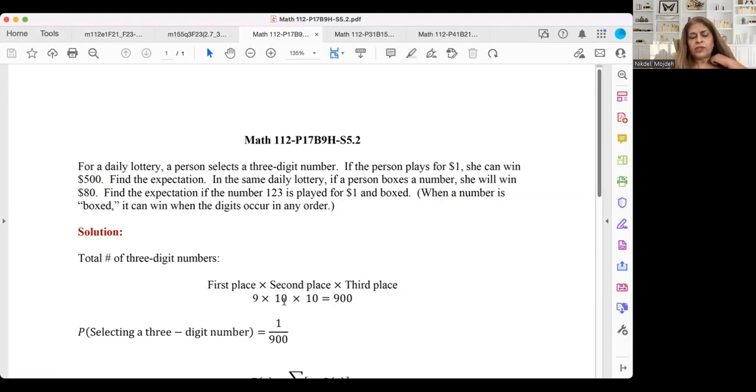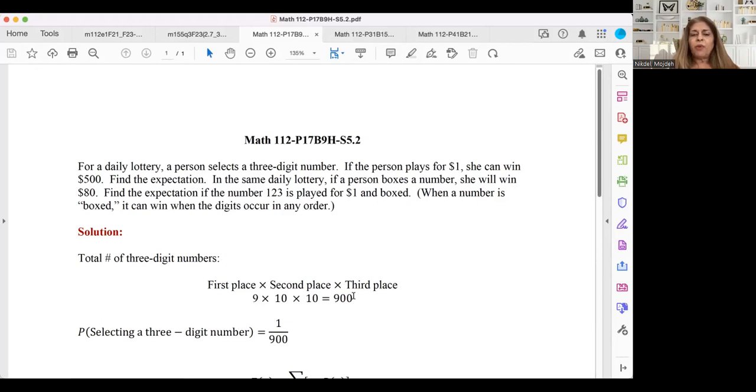Then for the second place, which is the tens place, you have 0, 1, 2, 3, 4, 5, 6, 7, 8, 9, 10 of them. Then for the third place, which is ones, you have 0 through 9, so 10. So 9 times 10 times 10 is 900. So we have 900 three-digit numbers.